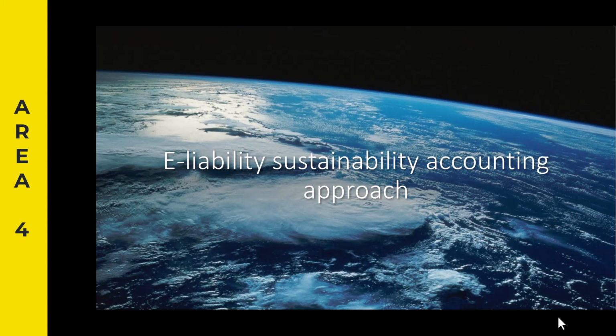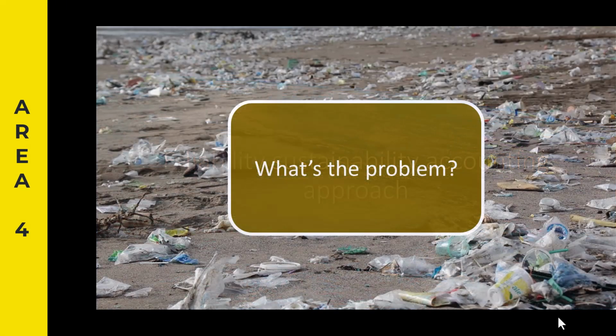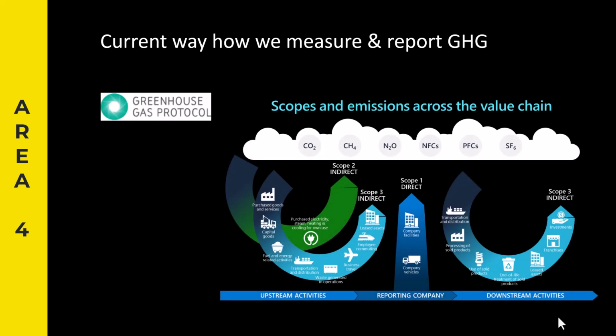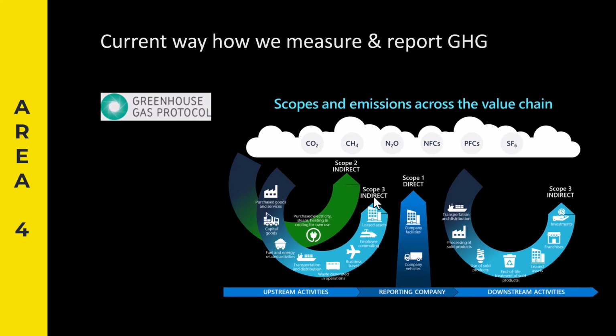Okay, here's our last part on the e-liability approach and why you might consider using this. So what is the problem? The problem is the way how we currently measure and report greenhouse gas emissions is maybe not the right one. So before we talked about the greenhouse gas protocol, and what some of you might know are the different scopes. So we have scope 1, scope 2, scope 3, different ways how we classify and measure greenhouse gas emissions.